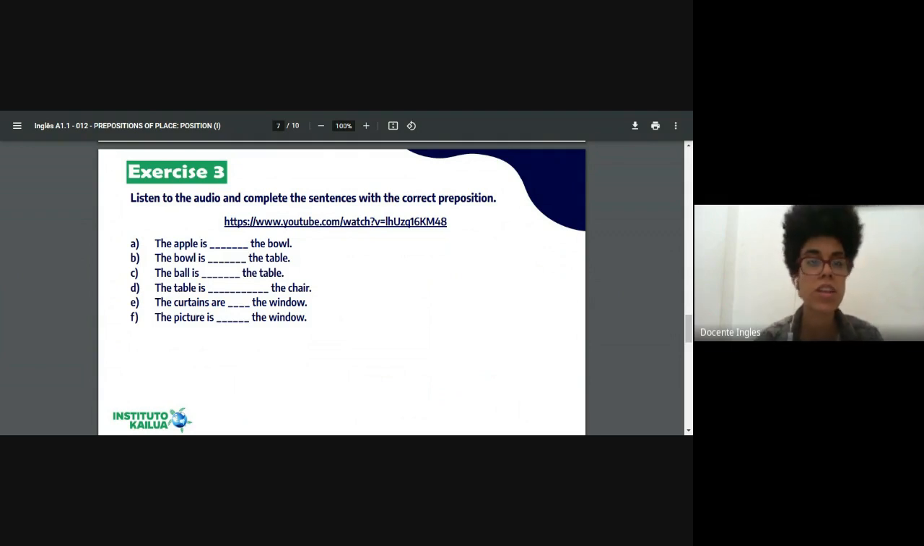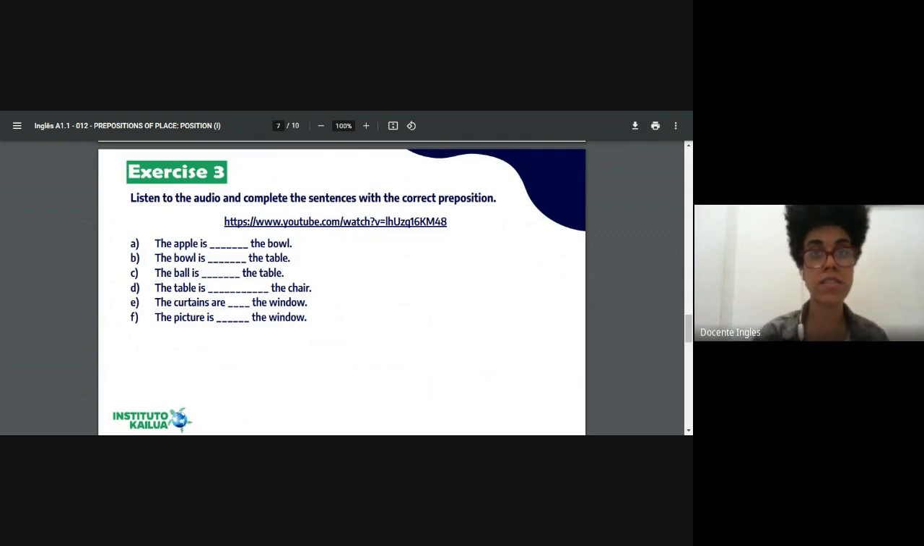So let's read it again. The apple is in the bowl. The bowl is on the table. The ball is under the table. The table is behind the chair. The curtains are in front of the window. And the picture is next to the window.